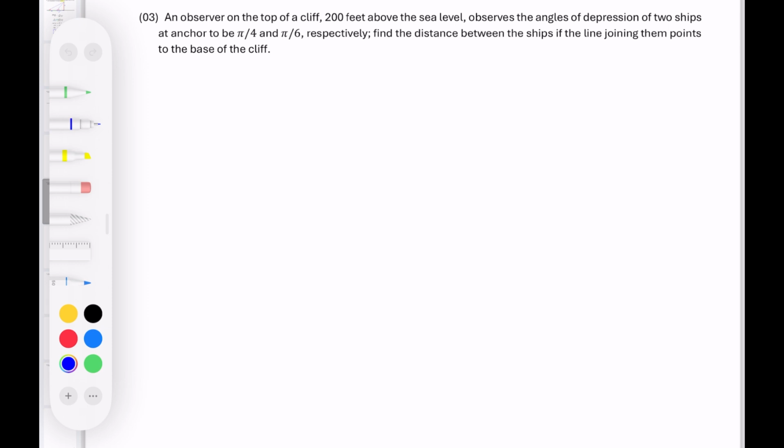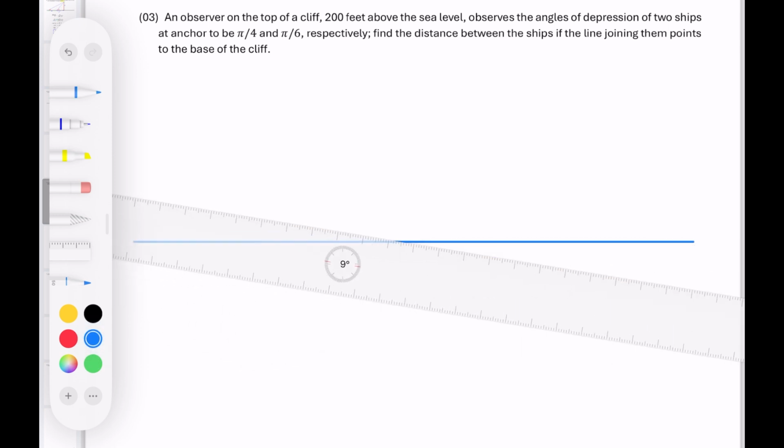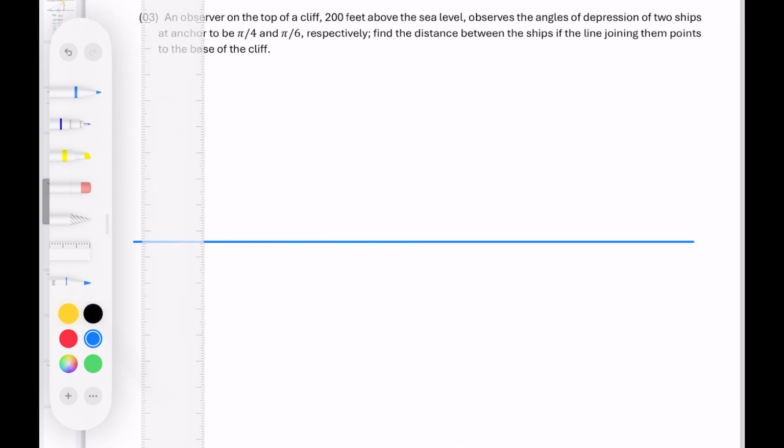As always, we need a nice clear diagram. So let's first go ahead and draw a clear diagram. Let's say this is the sea, and we are going to draw the cliff as well. Let's assume that the cliff is somewhere here, and there are two ships. Maybe one ship is somewhere right here and the other ship is somewhere right here.